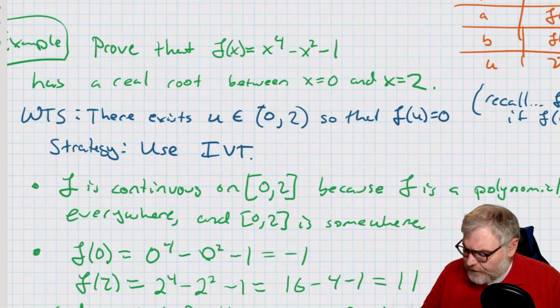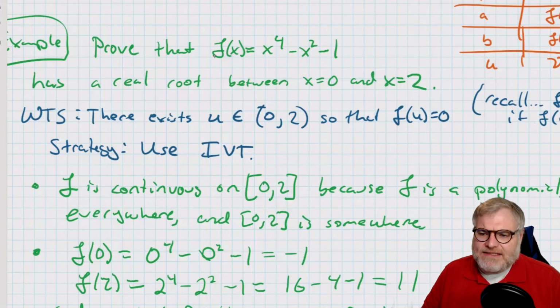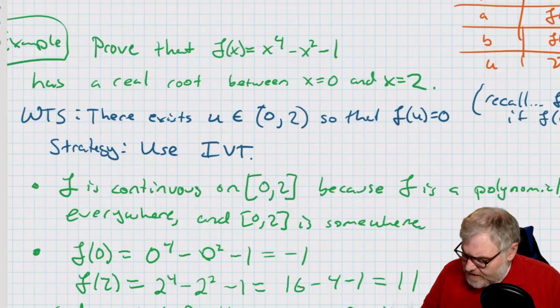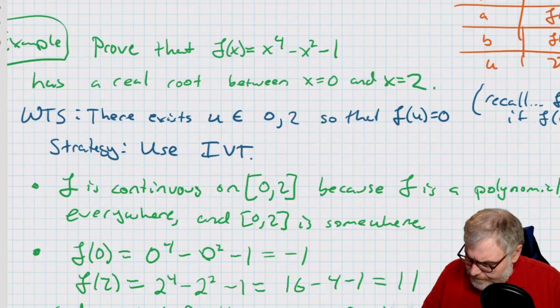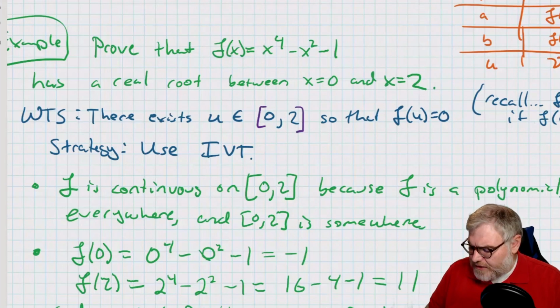So I want to prove that for x to the fourth minus x squared minus 1, there is some x so that f of x equals 0. Okay. There exists a u in (0, 2) so that f of u equals 0. My strategy is going to use the IVT.